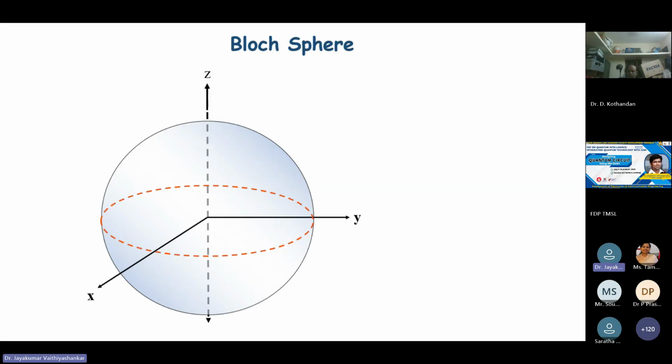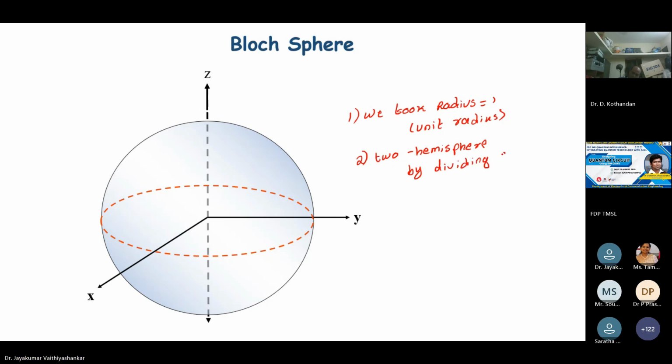The first step, we took radius equal to 1, unit radius. The next step, we tried to create two hemispheres by dividing the sphere. So why are we dividing into two hemispheres? To implement binary logic.